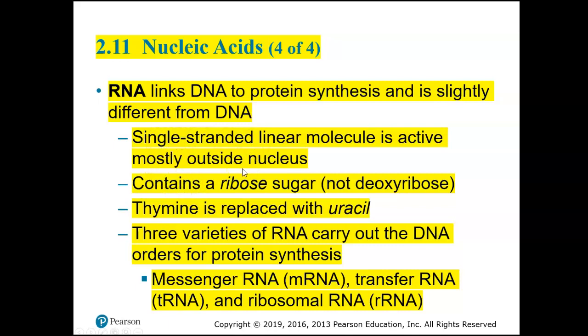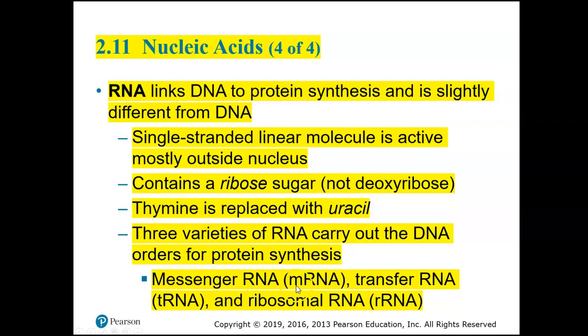mostly active outside the nucleus, contains ribose sugar instead of deoxyribose. Instead of having the base thymine, RNA has the other 3 bases. RNA has A, C, and G, but also U. So the uracil, or the U, replaces thymine. And there are 3 types.